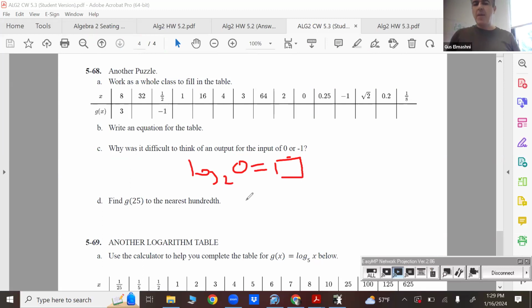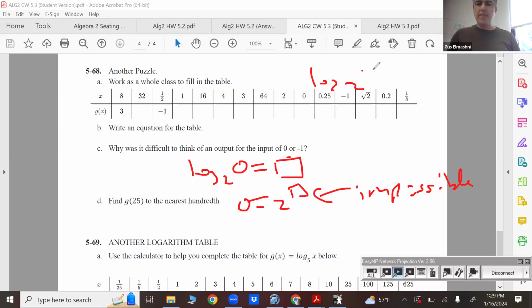So yeah, the problem is that 0 equals 2 to some power. That's impossible. That just can't happen. And likewise, we have log base 2 of -1 equals a box. -1 can't equal 2 to some power. That's just impossible. It just can't happen.